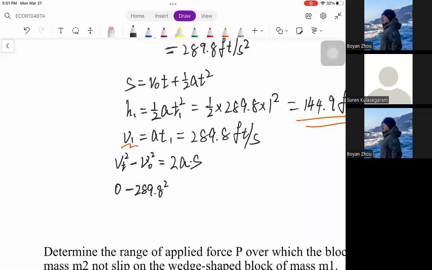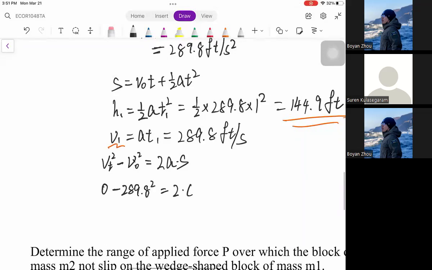289.8 to the power of 2 is equal to 2 times the acceleration. In this case, the thrust doesn't exist anymore, so the acceleration is just gravity, so that is negative.